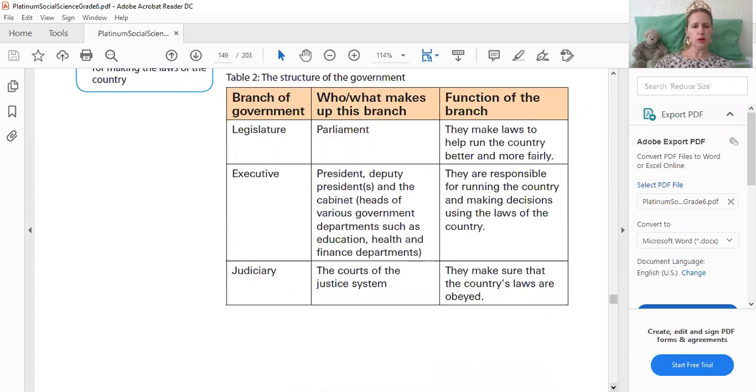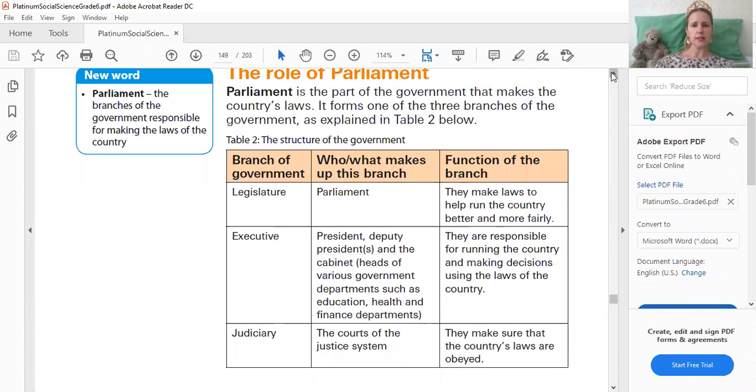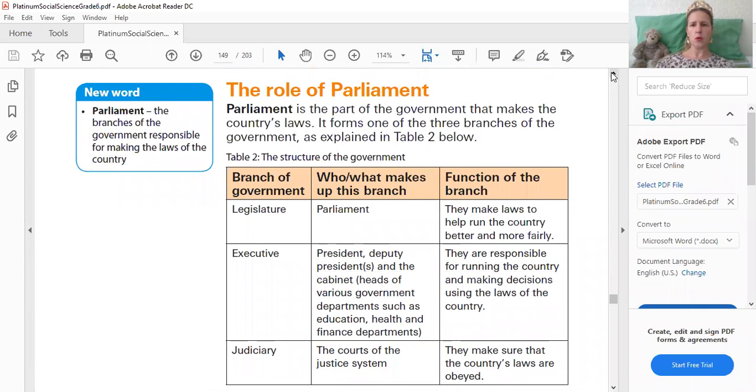This is the bottom half of page 148. After that exercise you did with the 4 case studies, I want you to look at, first of all, the heading, the role of Parliament. This is not a hot dog roll, R-O-L-L, okay? It's R-O-L-E, the role of Parliament, and that's just another word for job or responsibility.